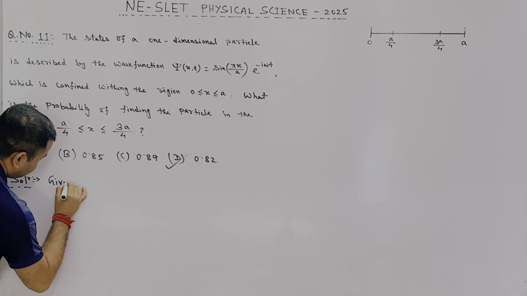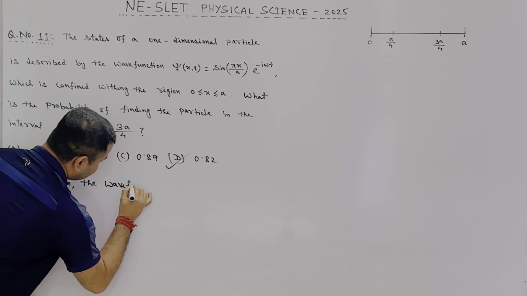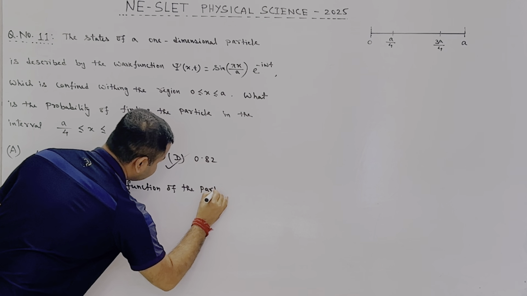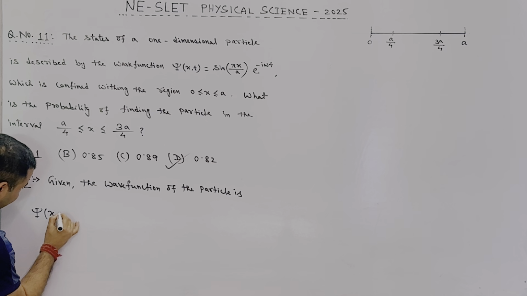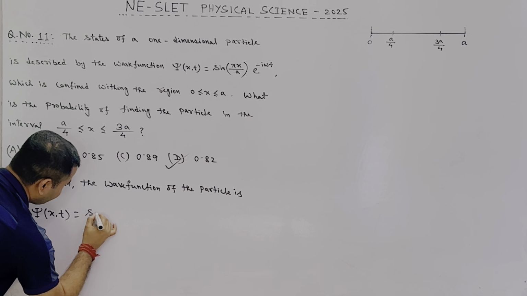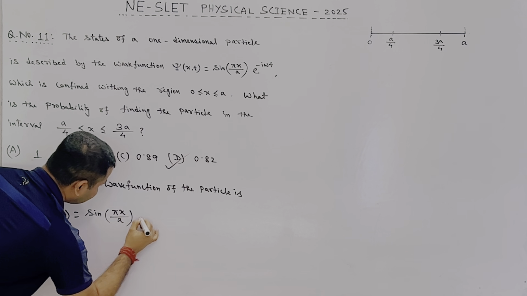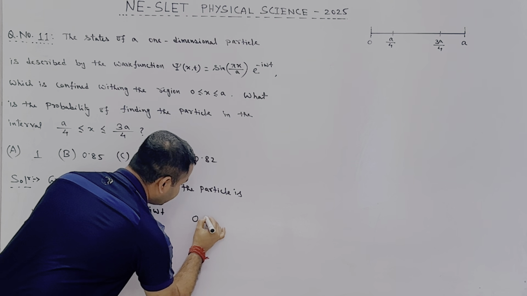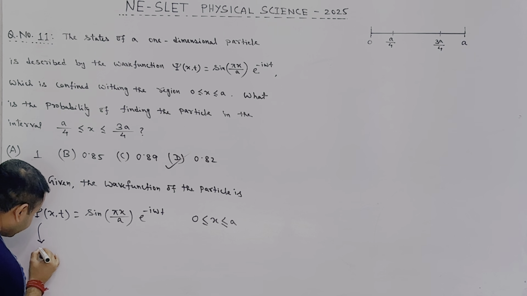Given the wave function of the particle is psi x, t equal to sin pi x by a into e to the power minus iota omega t, and it is defined in the interval 0 to a. Remember, the given wave function is unnormalized wave function.